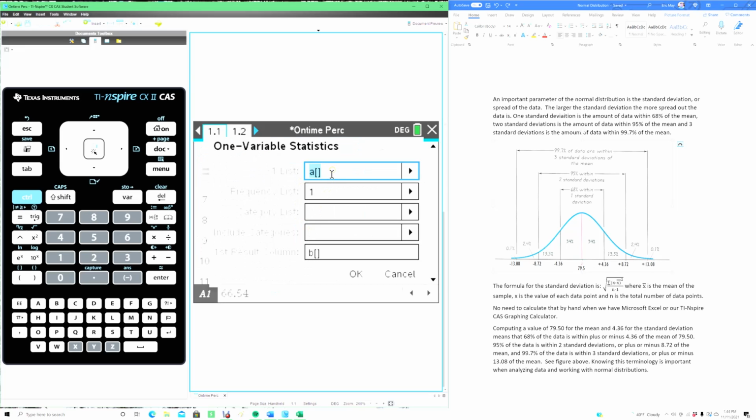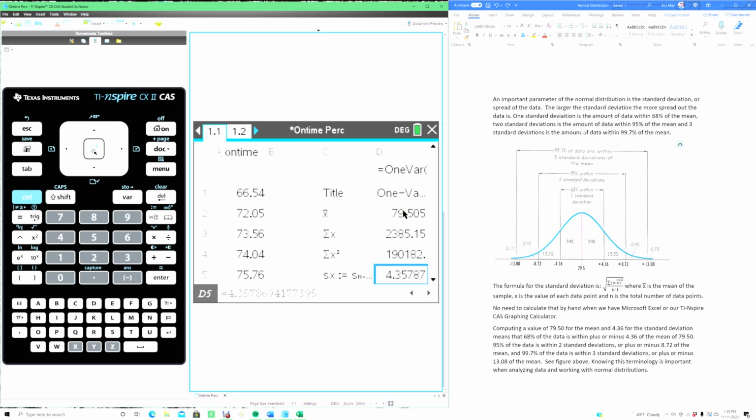And then this is going to ask us, is that list in column A? Yes, it is. And do we want the results in column B? Let's choose C. It gives us a little more room. And here then are the values that the calculator comes up with.